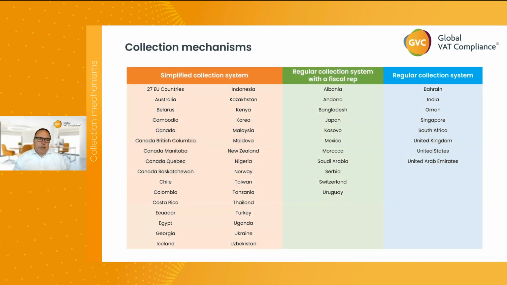In the next slide, I give an example of some, and not all jurisdictions are here, but here you see that the simplified collection system is pretty widely supported around the world. Then there are quite a few that require a fiscal rep, and then there is a regular collection system. And there is some simplification often in place for non-residents, but largely you file just like local parties would do it.